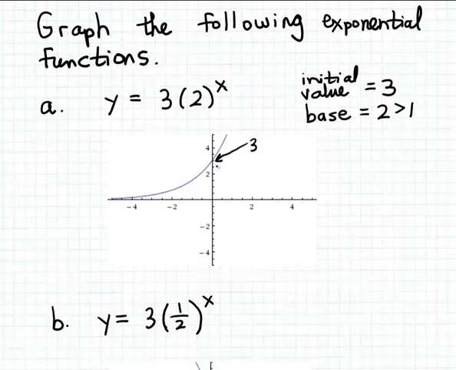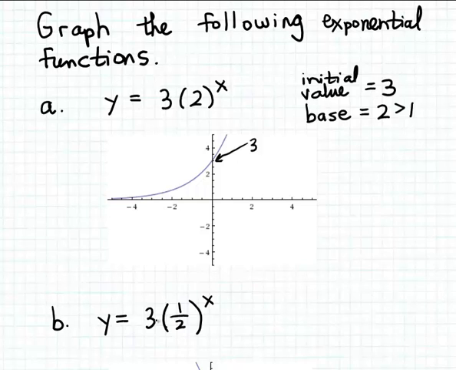So graphs of exponential functions where the base is greater than 1, those curves roughly look like this curve. They may be steeper from left to right, or they may be less steep as you move from left to right. But you get this same basic shape for exponential functions where the base is greater than 1.